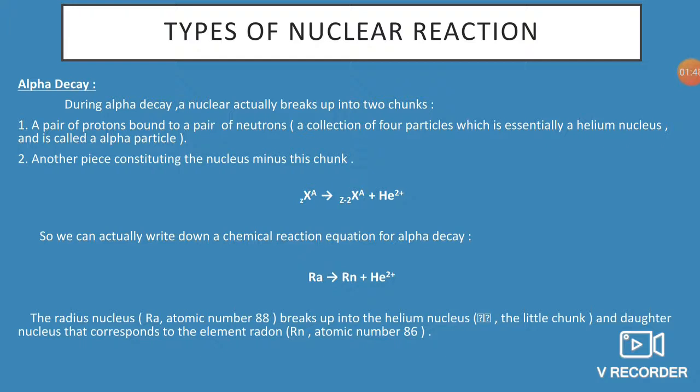If we take an example of a radium nucleus, when it undergoes alpha decay, it breaks up into a helium nucleus first, that is He2+, and a daughter nucleus that has an atomic number Z minus 2. Z is the atomic number of radium, and the daughter nucleus is formed as radon, which has an atomic number 86, that is 2 less than the atomic number of radium.